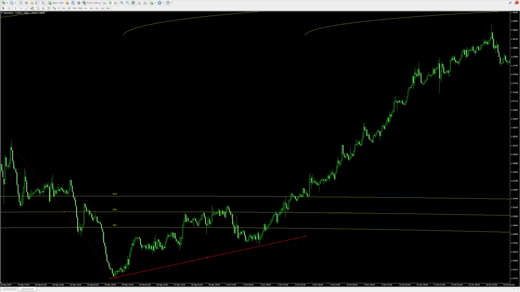Continuation, then you see the 50 level here. Acts as resistance, becomes support, so we could have traded either the breakout or the pullback there. And finally, the 61 level again, breakout, starts to act as support. All indications, potential entries into this trend, okay?